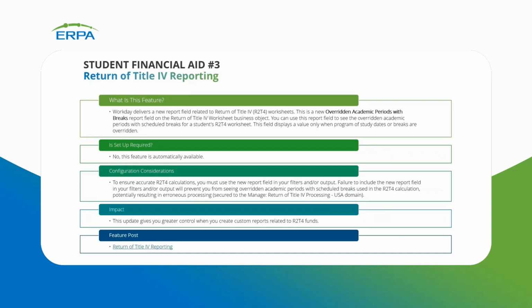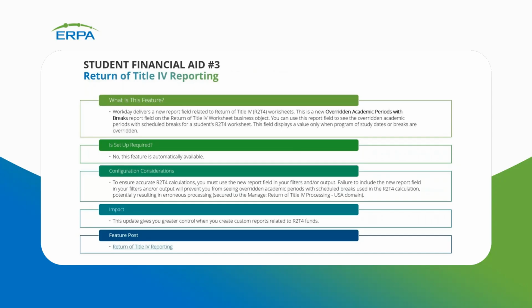A new overridden academic period with breaks report field has been added to our Return of Title IV worksheet business object. How it works is this field's going to show any overridden academic periods, and giving you greater visibility on which periods may have overrides, and then reducing potential errors in reporting.